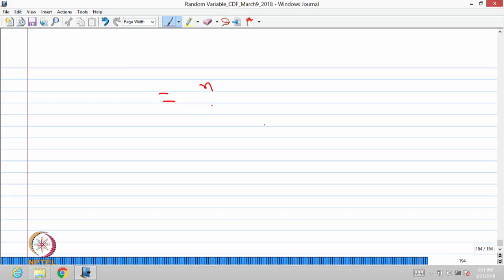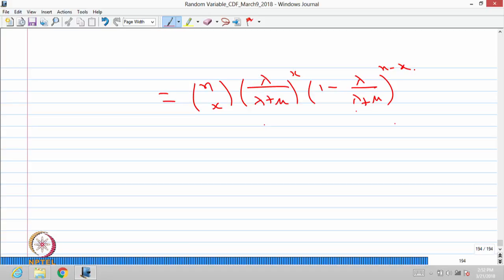You can get the answer: nCx times lambda divided by lambda plus mu to the power x, times 1 minus lambda divided by lambda plus mu, whole to the power n minus x. This is the conditional probability mass function of X given X plus Y as a function of x and n, with n treated as a constant. Here the possible values of x are 0, 1, 2 and so on till n.